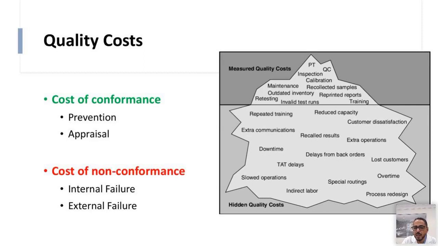However, the hidden costs are the ones you don't want to face in day-to-day lab operation: repeated training, reduced capacity, extra operation. You don't want to deal with recalled results. This is where most leadership tends to spend their resources if they don't develop a good quality management plan. I would rather spend much on prevention and appraisal assessment than on correcting internal or external failures.